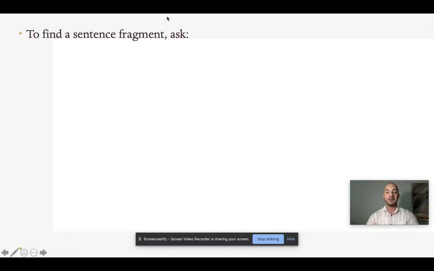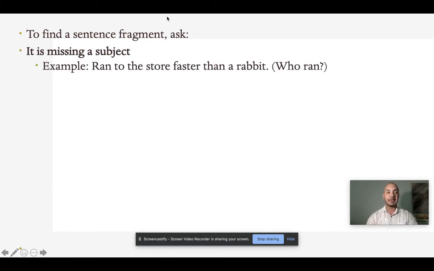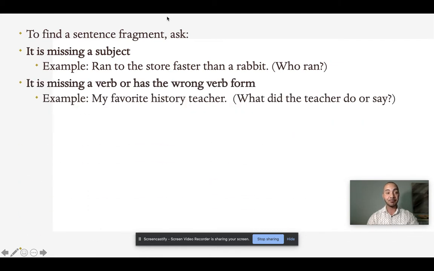So there are some ways to figure out whether or not we have a sentence fragment on our hands. The first thing is we want to figure out, is there a subject missing? So if you take a look at the example on the screen, ran to the store faster than a rabbit. Well, who ran? We're missing the subject or the actor in that sentence.